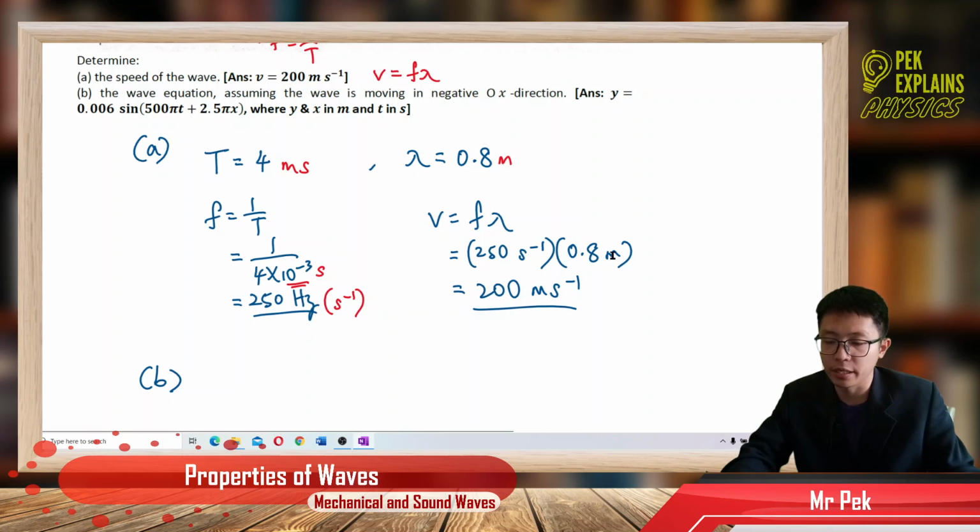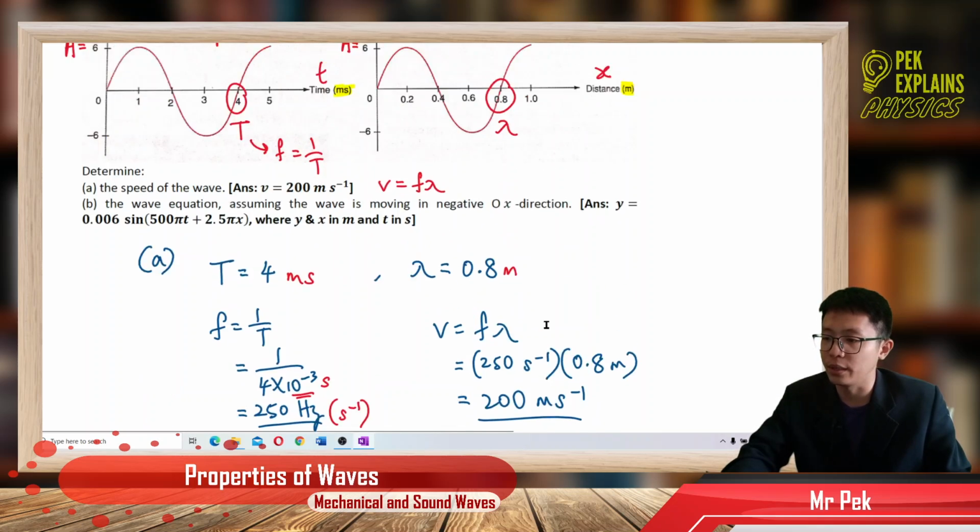So I always be careful with the unit. Don't ever put millisecond. If you never change to second, then it's wrong. You must change to SI unit, then only you get the correct answer. That's the speed of the wave.